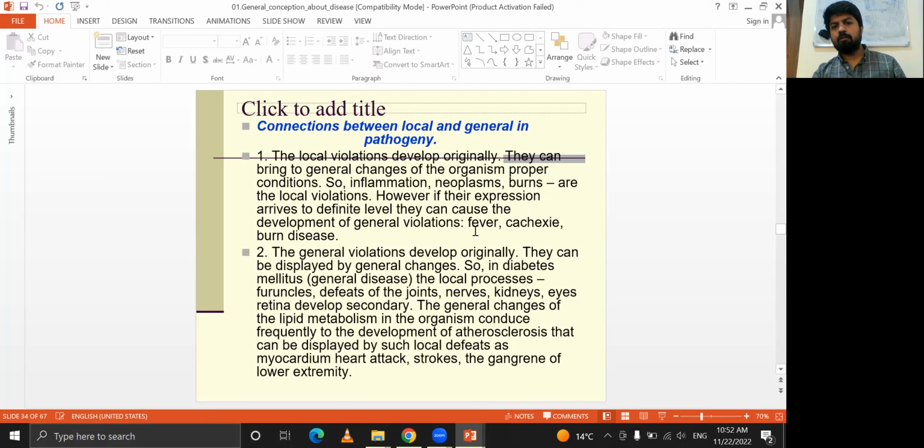Connection between local and general pathogeny: local violations developed originally can bring general changes in the body. Inflammation, neoplasm, and burns are local violations. General violations that develop originally can be displayed as general changes, as in diabetes, a general disease with local processes: defeats of the joints, nerves, kidneys, and eyes.